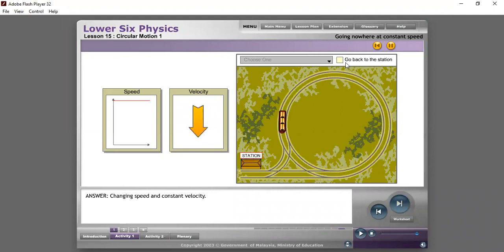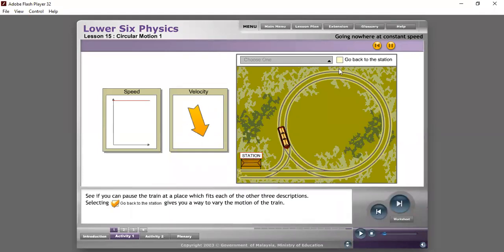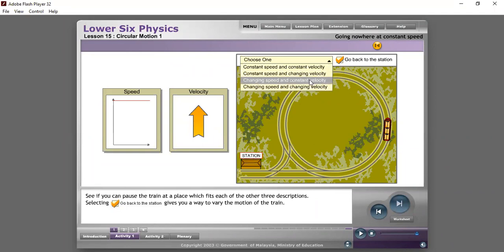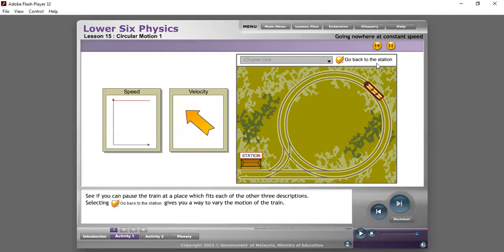So we can choose only one at a time. Can I choose another one or not? Cannot. See if you can pause the train at a place which fits each of the other three descriptions. Selecting the Go Back to Station button gives you a way to vary the motion of the train. Just now it was constant speed and constant velocity. Now we choose constant speed but changing velocity.